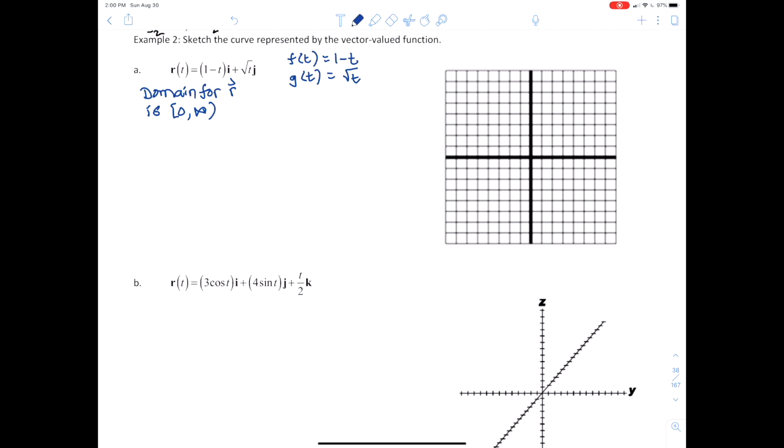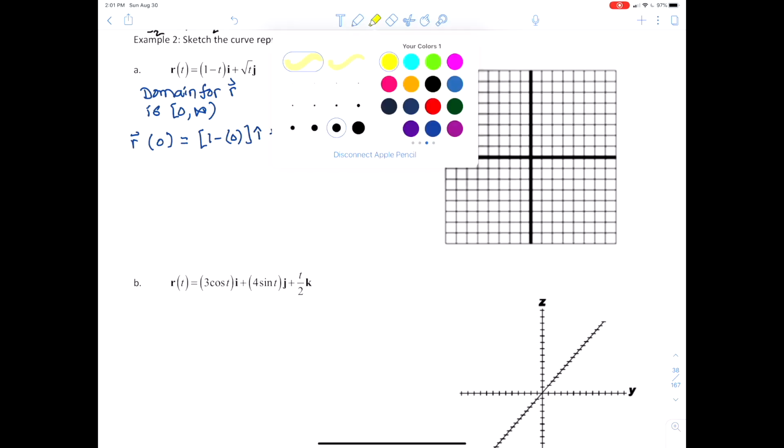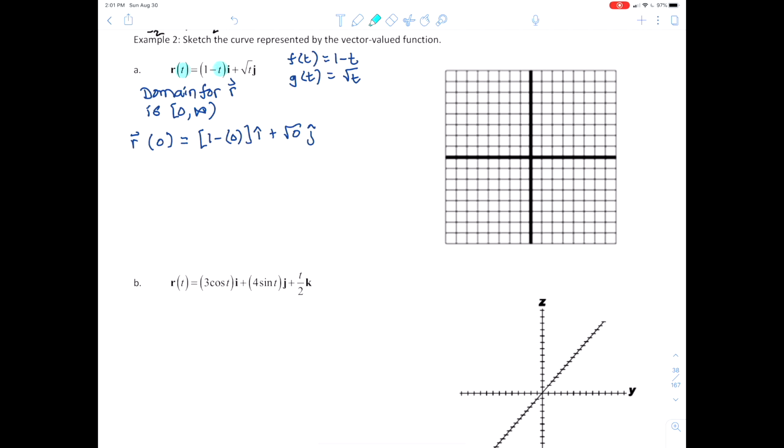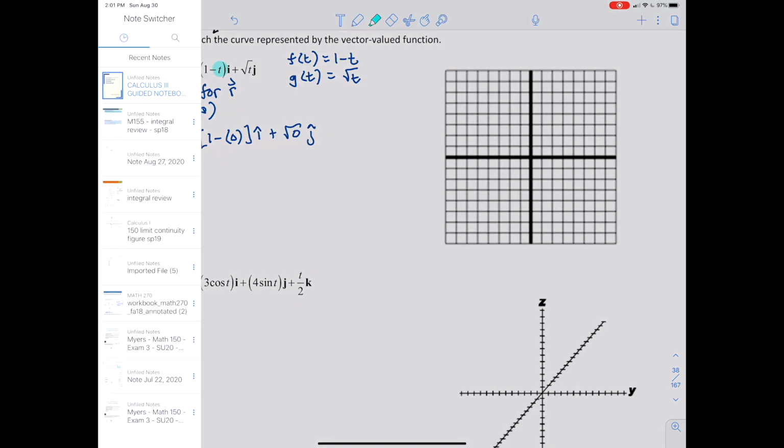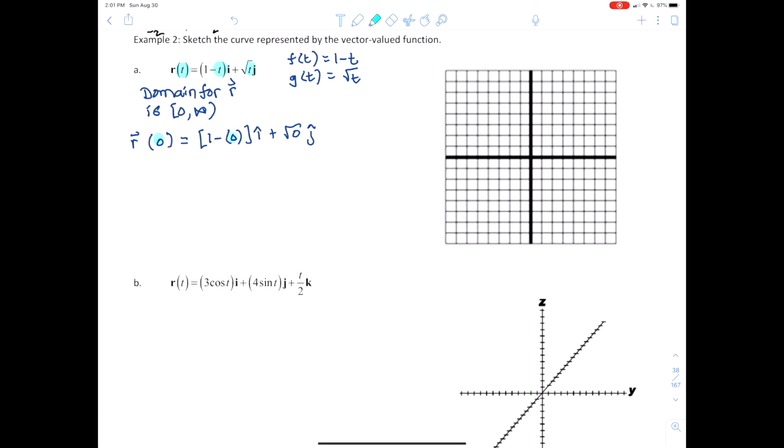Cool? All right, so let's just plug in some values. r at 0, so we're plugging in values for t, would be 1 minus 0 times i plus the square root of 0 times j. All I'm doing here is putting in a 0 wherever there was a t. So we end up getting r at 0 is equal to 1 times i plus 0 times j. And what's that going to give us? Just the i vector, right?